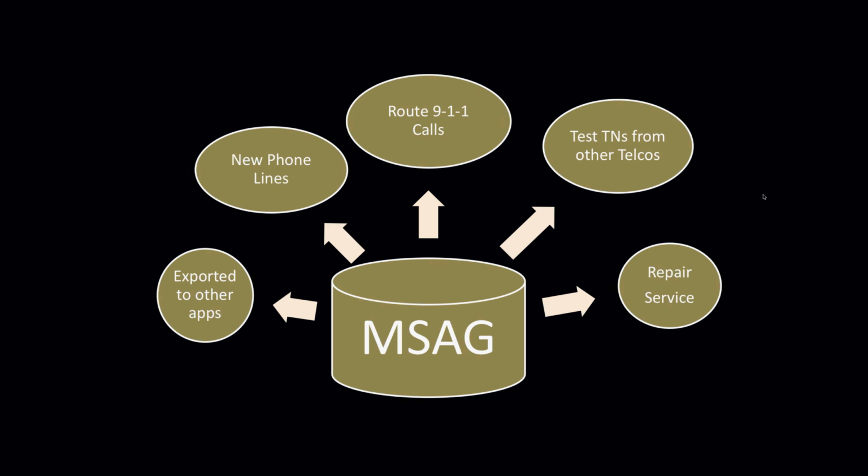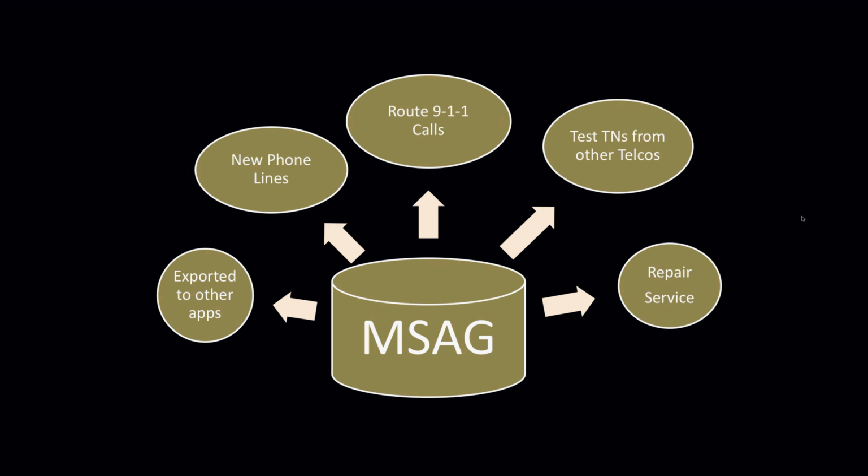But I wanted to be sure that everybody understood what an MSAG is and does and why we still need one. So the MSAG, of course, routes 911 calls. That's the familiarity that we all have. But it's important to know that it is also used to test the telephone numbers of outside phone companies before AT&T accepts them into their database. It is used by the business office at AT&T to determine if the address they're given by a customer who wants a new phone line is valid. It is used both inside AT&T and outside AT&T as an export file to go into other applications to do address validations. It is also used for the repair service database.